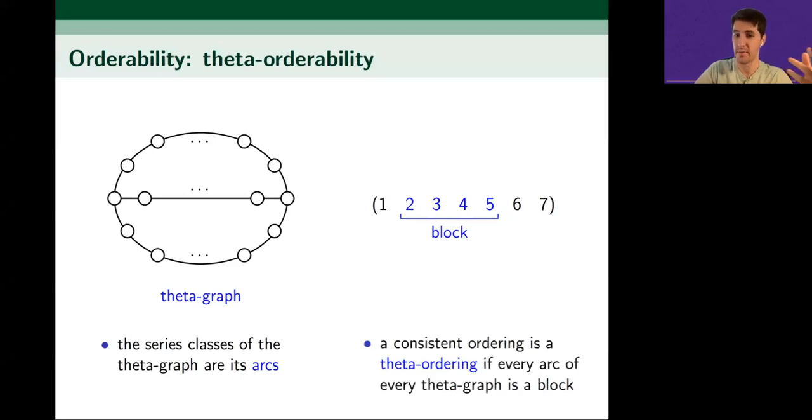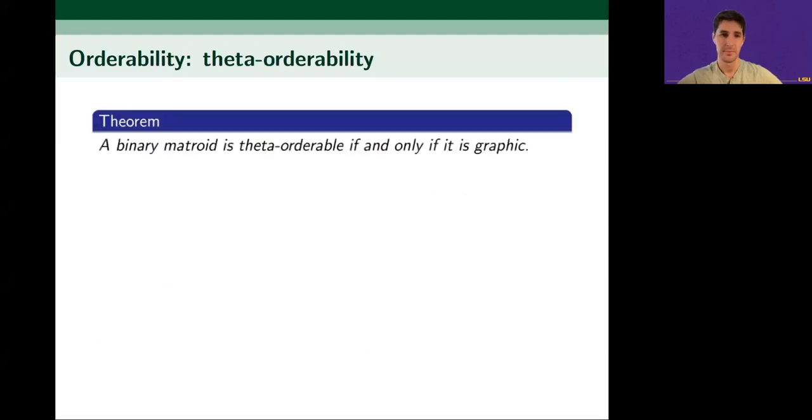So a consistent ordering of a matroid is a theta ordering, so long as every arc of every theta graph is a block in that ordering. So I'm requiring, not only are you doing this consistently, but every arc of every theta graph has to appear together in this consecutive way. And so you're respecting the arcs of the theta graph, which, I mean, it was James's idea, but I think it's another natural thing that you might want. It turns out that this one works out just like you'd hope. A binary matroid is theta orderable if and only if it's graphic.